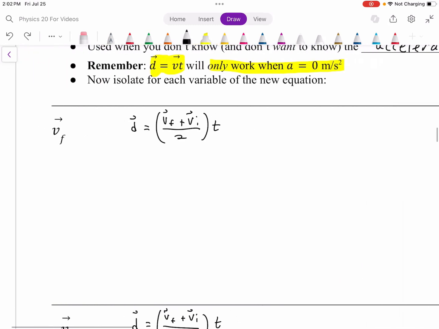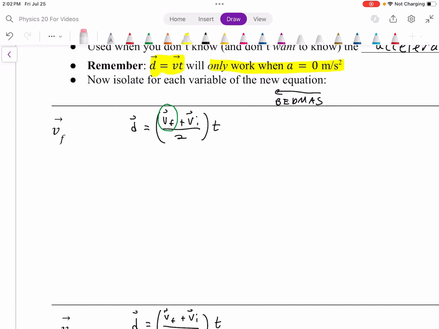Always the same process. We want to find final velocity. Right now, it is not isolated because there are lots of operations being performed on it. It's being added to VI, it's then being divided by 2, and it's being multiplied by time. So we're going to undo those operations one at a time until final velocity is by itself, but we have to remember reverse order of operations. There's a lot going on in these brackets, but before I'm even allowed in the brackets, I need to deal with everything outside of the brackets.